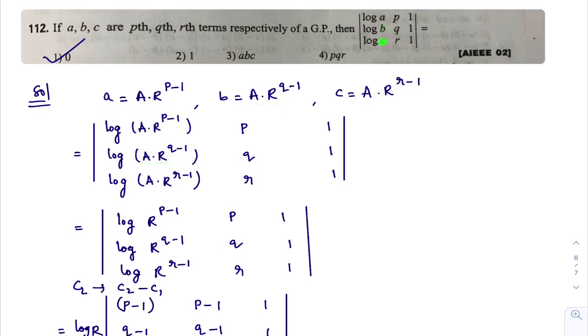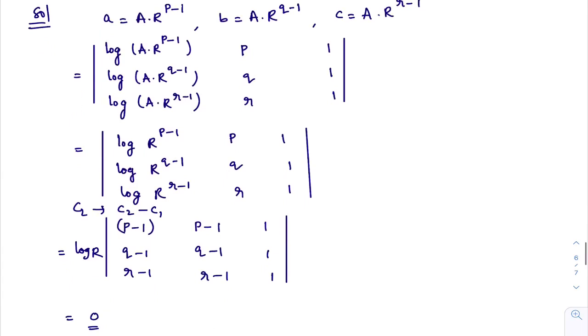In place of c, I have written a into r power r minus 1. I hope you are understanding. Here I have written a few steps directly. Please try to understand. You see, the log mn formula is log m plus log n. So this can be written as log a plus logarithm of r power p minus 1.